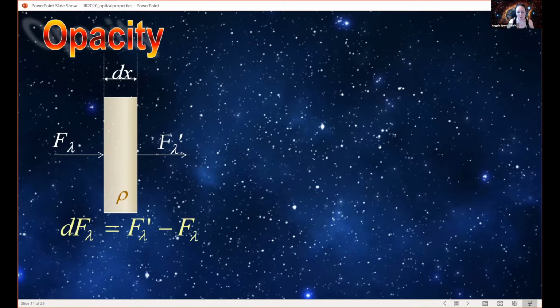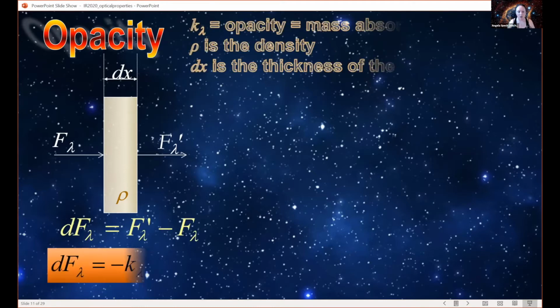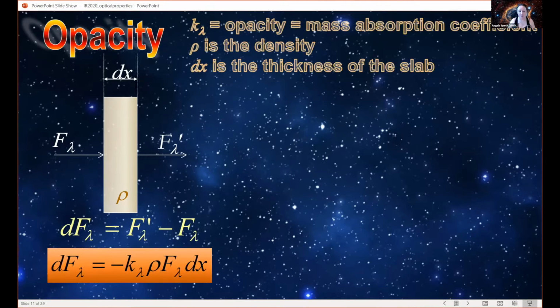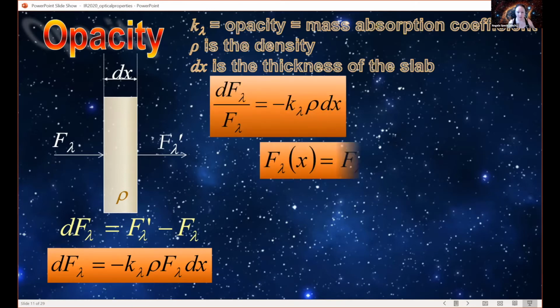So we can define what the difference is. Just df is the difference between what goes in and what comes out. We know that the difference is going to be because of the opacity of the material, the density of the material, and how much light was hitting it, and how thick the slab is, okay? And now we can do some algebra and some calculus. Can you tell I have a teenager at home?